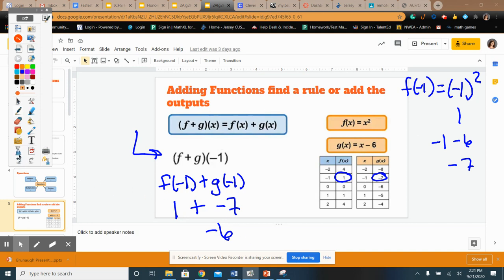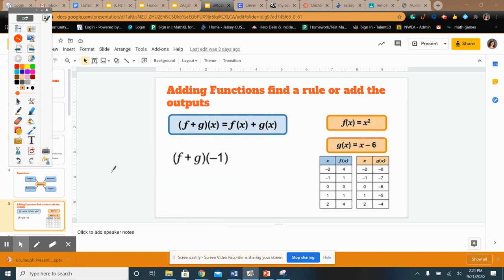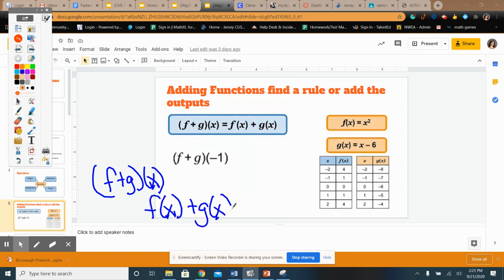Now, there's another way you could have done this problem. You could have taken f plus g of x and then plugged in negative 1. So you could have taken f of x plus g of x and then plugged in negative 1. What does this look like? Well, f of x is x squared. G of x is x minus 6.